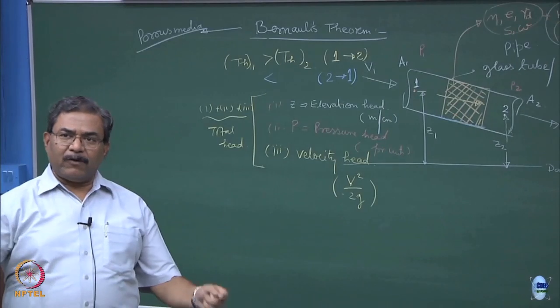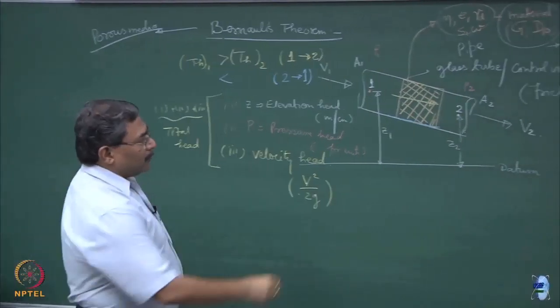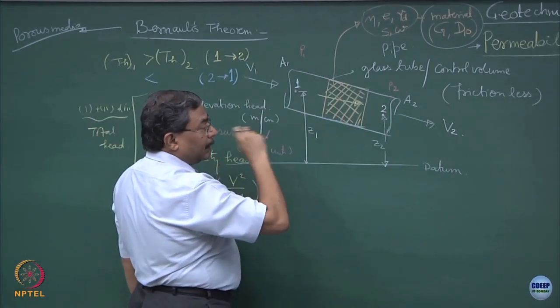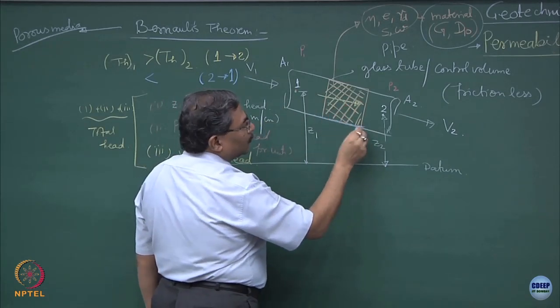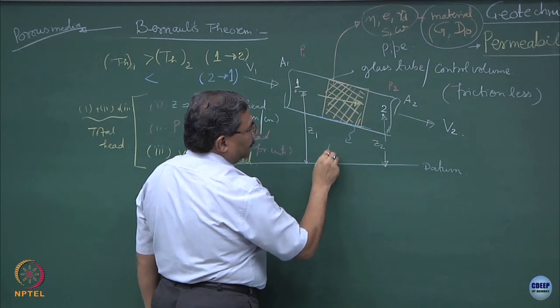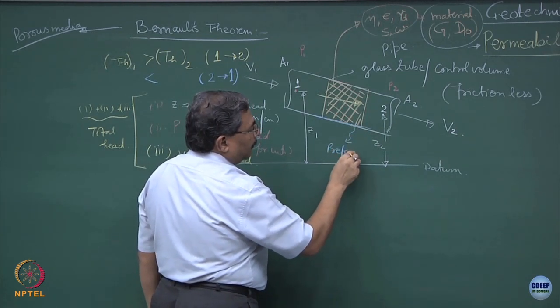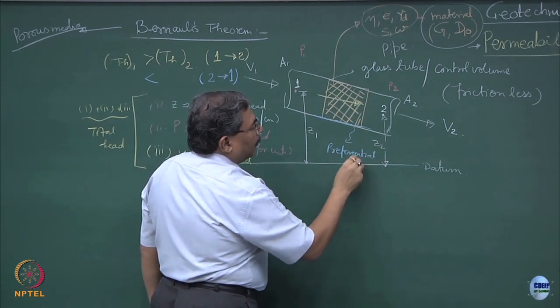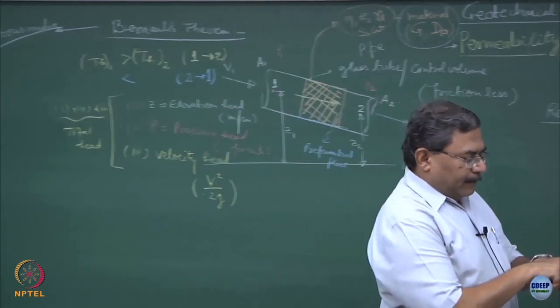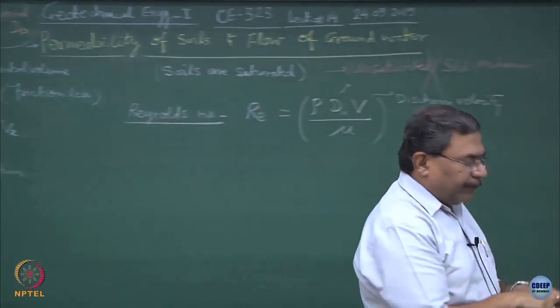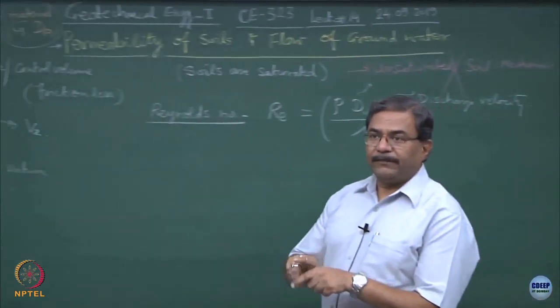Clear? So everybody wants easy life. So what seepage has done, what discharge has done? It has short circuited the sample itself. Now this is what is known as a preferential flow. Preferential flow is at the interface of two materials mostly.